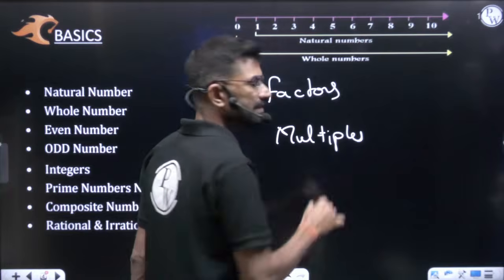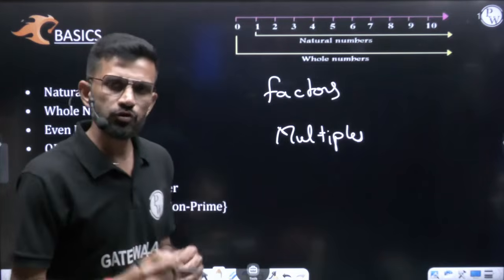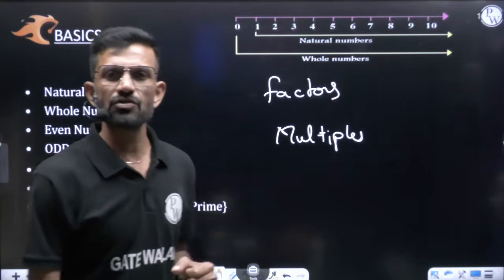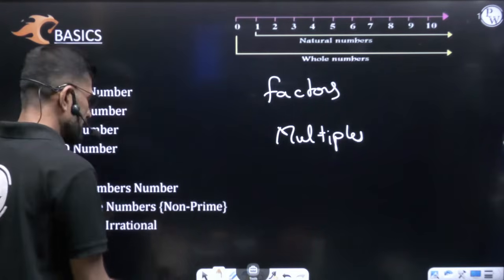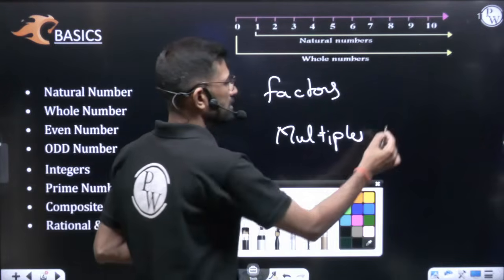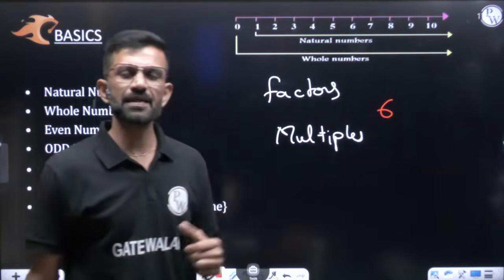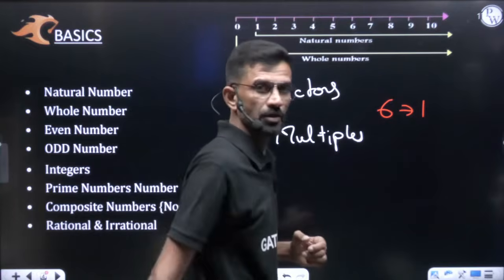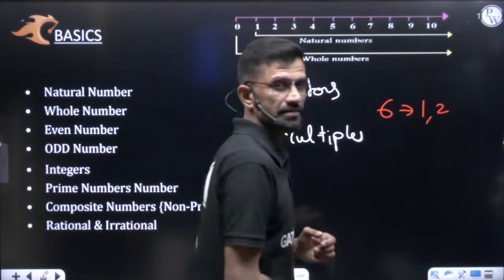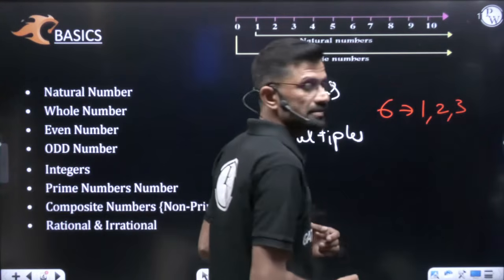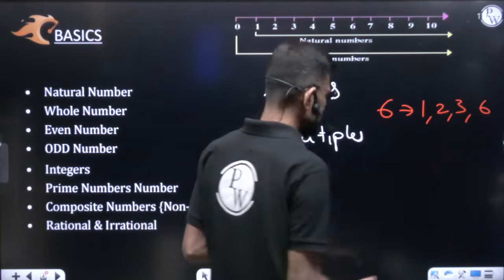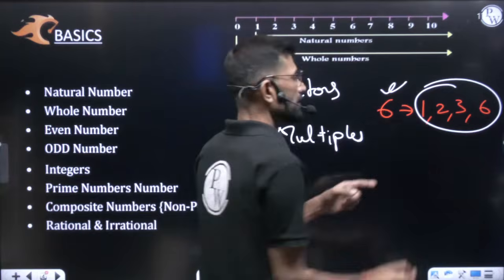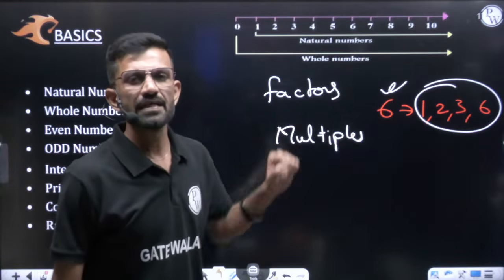What are the factors of a given number? All those numbers which can divide a given number are called factors of the given number. For example, if I ask you, what are the factors of 6? What all numbers can divide 6? 1 can divide 6, 1 6s are 6. 2 can divide 6, 2 3s are 6. 3 can also divide 6, 3 2s are 6. And 6 can divide 6, 6 1s are 6. So all those numbers which can divide a given number are called factors of the given number.